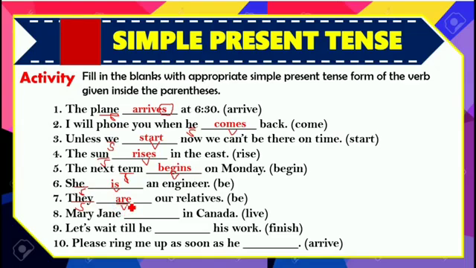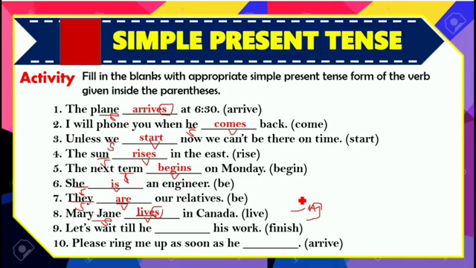Number 8. Mary Jane blank in Canada. So what's the answer? Mary Jane lives in Canada. Mary Jane is singular, while our verb is also singular with S. So again, do not use the ing form if you're referring to situations that are permanent. So here, Mary Jane lives permanently in Canada, so you need to use the present tense and not living in Canada.